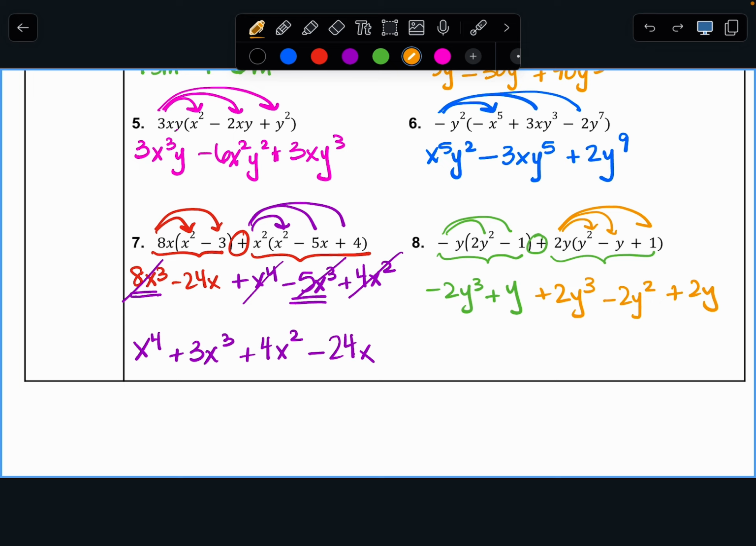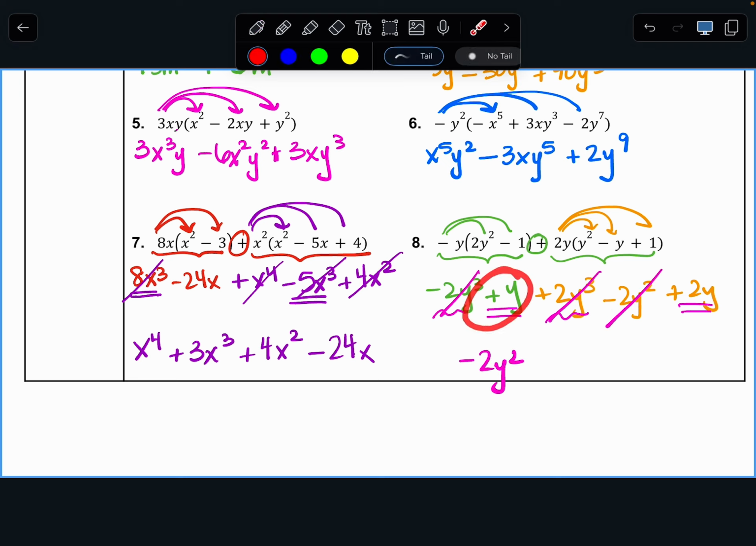So again, when I combine like terms, there's a y that I need to combine, and there's a y cubed I need to deal with. So negative 2y cubed and positive 2y cubed, what do those do? Those cancel. Because one's negative and one's positive, that's 0. So then we have negative 2y squared. And then I have plus y plus 2y. So that's plus 3y.